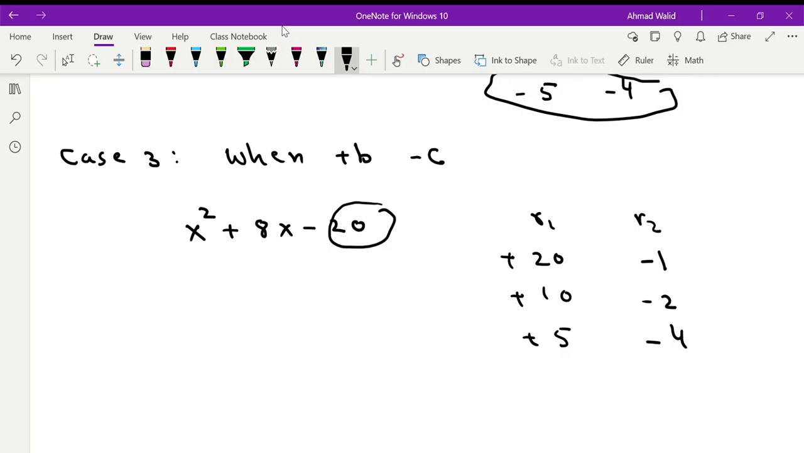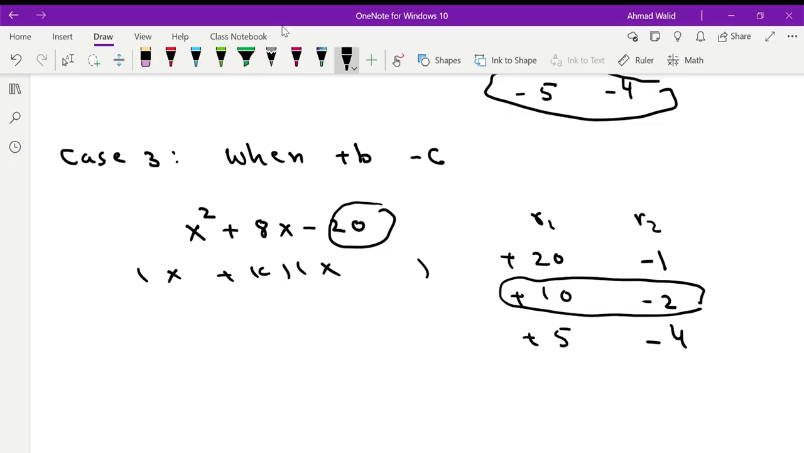Correct? Which pair now? This pair, you see? Positive 10 times negative 2 gives you negative 20. Positive 10 minus 2 gives you positive 8. Then I found the factors easily. X and X, plus 10, minus 2.